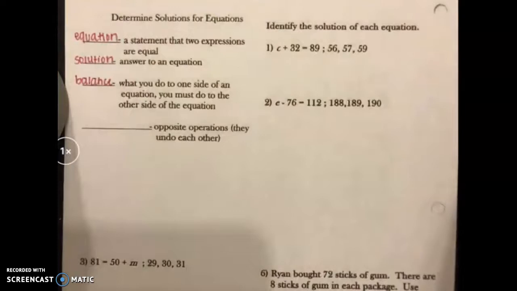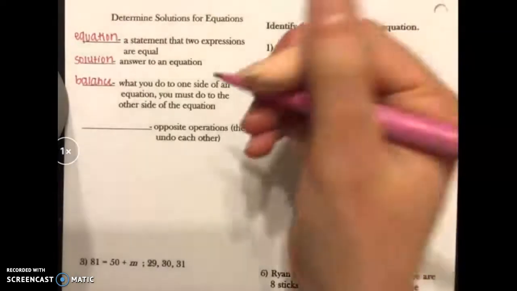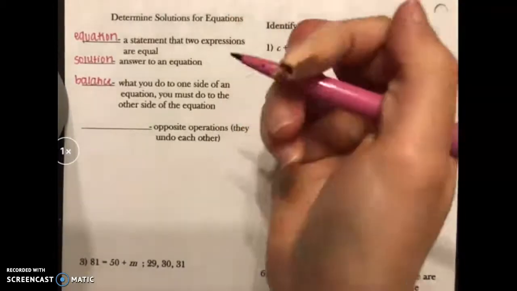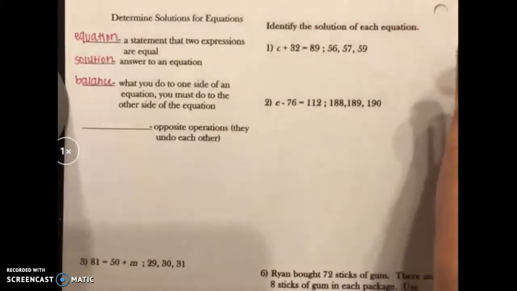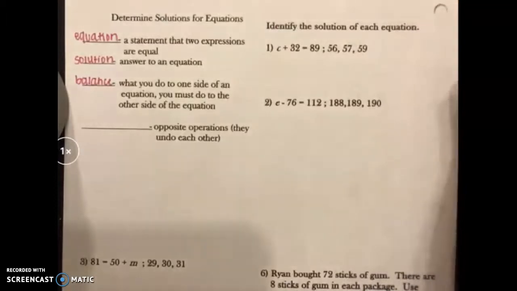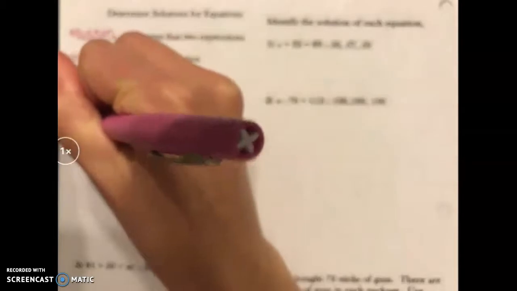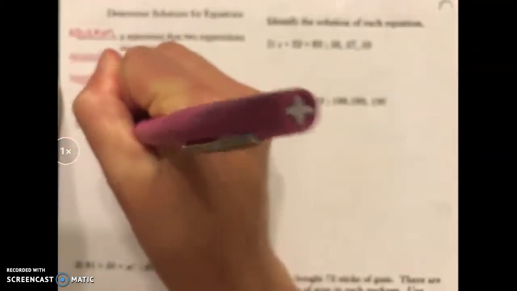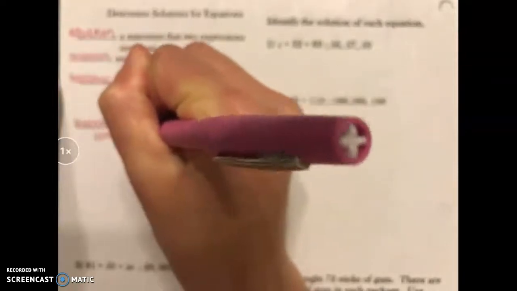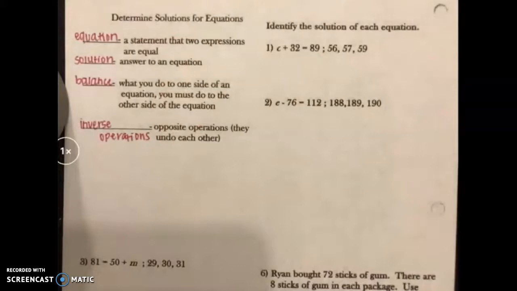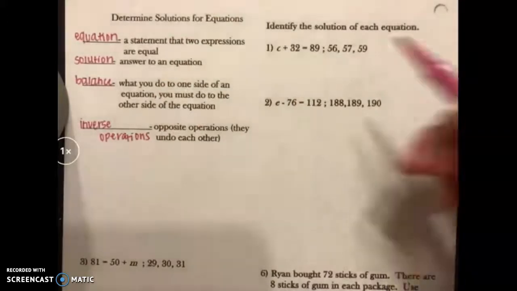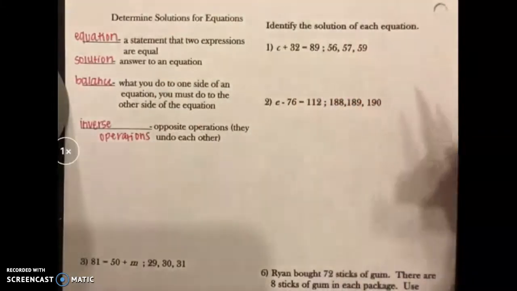And we're not quite going to work with this one just yet, but we will in just a couple of days. So opposite operations, that means they undo each other. So what's the opposite of addition? Subtraction. What's the opposite of subtraction? Addition. These would be called inverse operations. Okay, and you're definitely going to want to know what this one means. All right, so let's go ahead and work on this one, number 1.